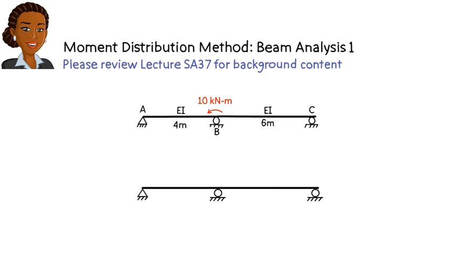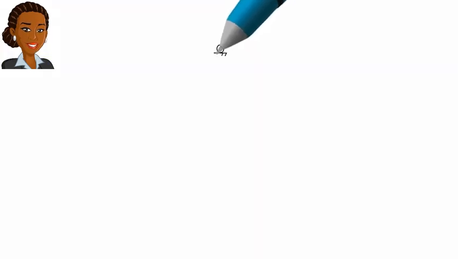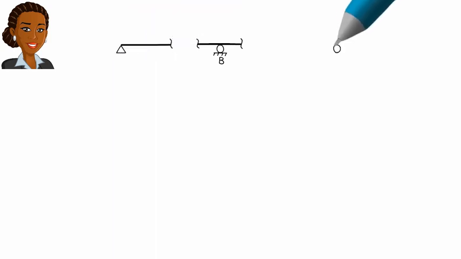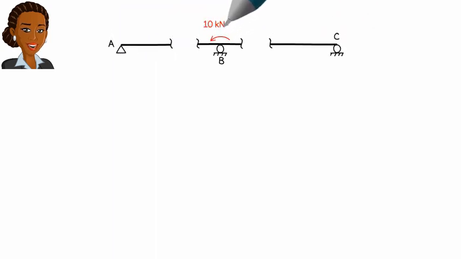Therefore, if a joint connects two members, like this, then any bending moment found at the joint first needs to be distributed between the near ends of the two members. How? In proportion to the relative stiffness of the members. The more rigid member absorbs a larger share of the moment.